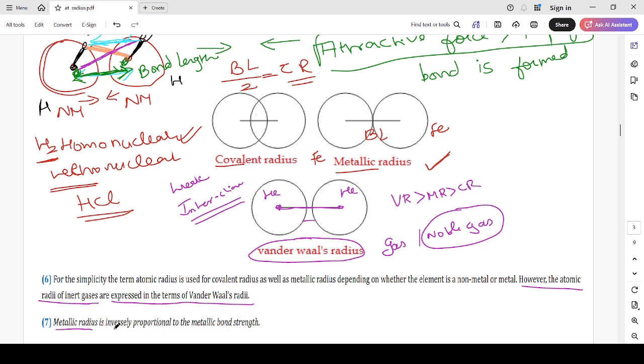Metallic radius is inversely proportional to metallic bond strength. So the stronger it is, the smaller the metallic radius. When will something be very strong? When they are very close with each other. Only then will they be very strong. Correct? Yes, ma'am. So make a note of it.